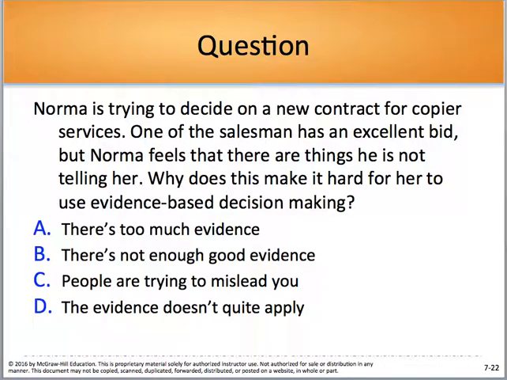Remember? The salesman's got an excellent bid, but she feels that something's not right. He's not telling her something. So it would be C. People are trying to mislead old Norma. Norma's not blind to what's going on. She knows something's going on, right? So she hasn't made that decision yet.